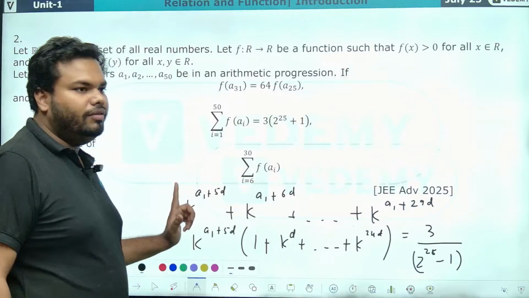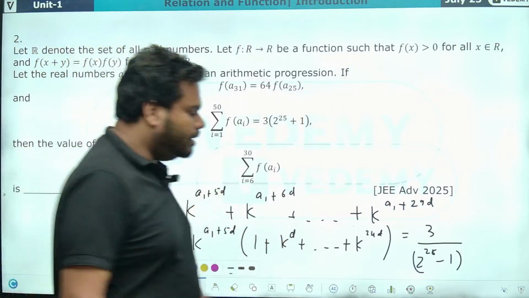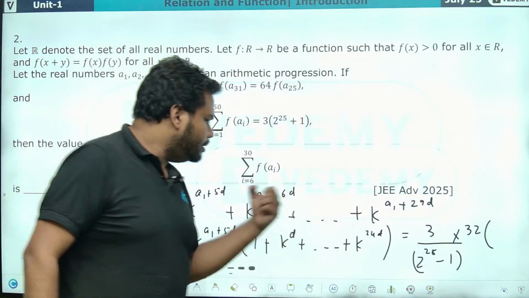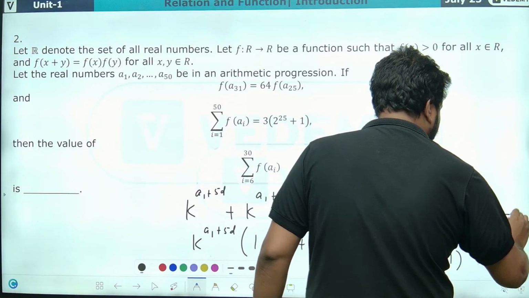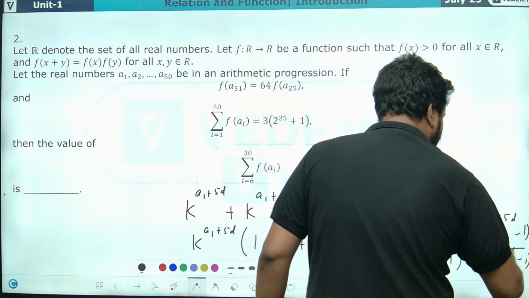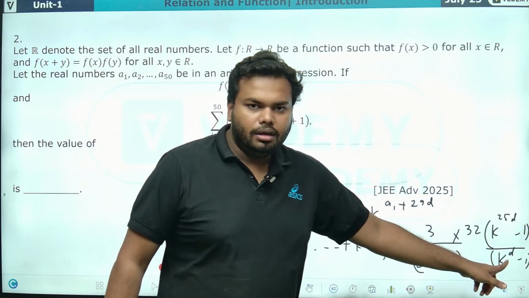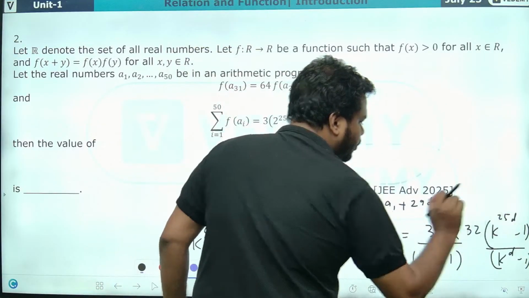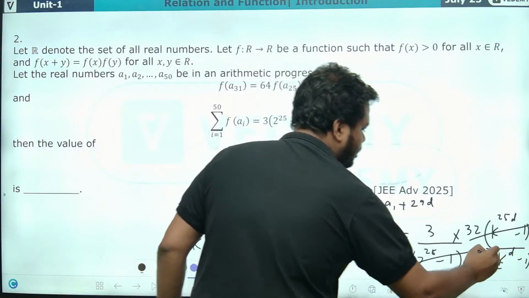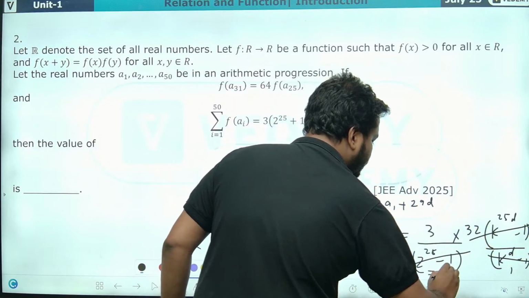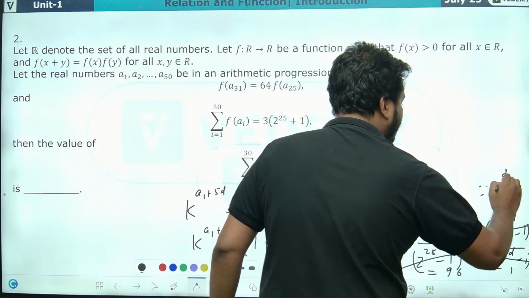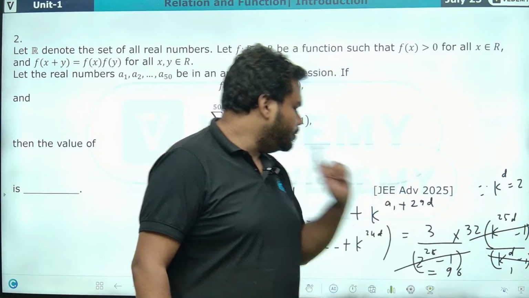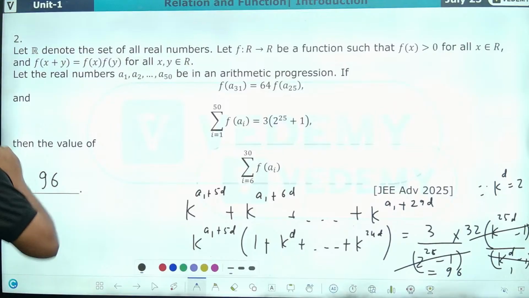What is k power 5d? K power d is 2. So k power 5d will be 2 power 5, it is equal to 32. Now this is GP. It is equal to k power 25d minus 1 upon k power d minus 1. What is k power d? You remember, 2. So 2 power 25 minus 1 upon 2 minus 1. See, it is cancelled. It is 1. So 3 into 32, it is equal to 96. Since k power d equal to 2, it gets cancelled. So 32 into 3 equal to 96. What will be my answer? It is equal to 96.